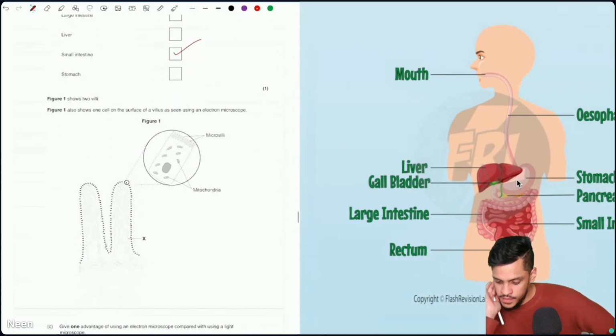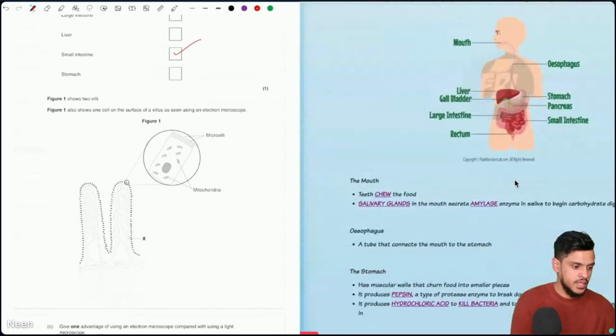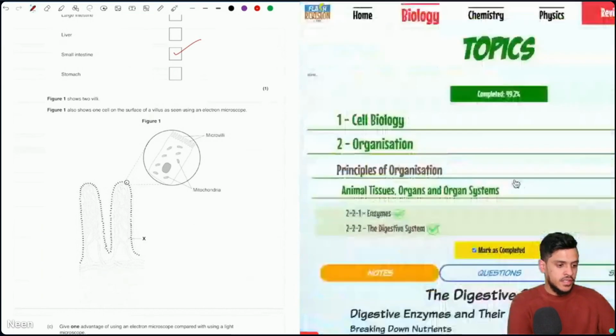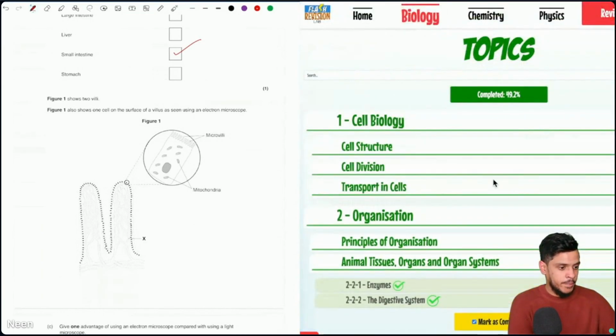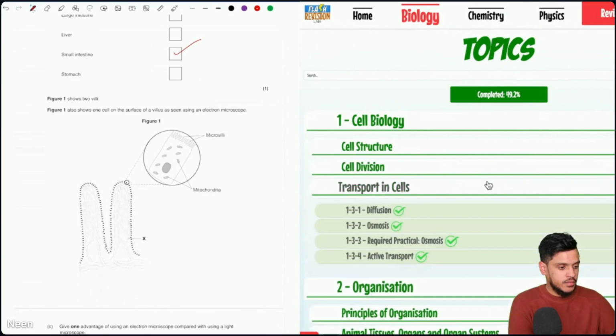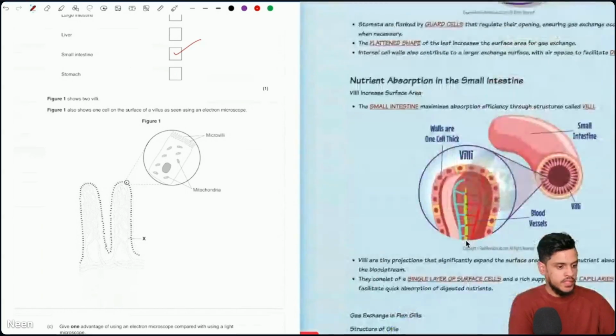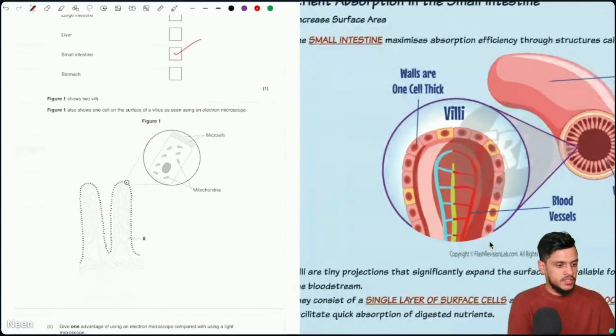And then we've got 2 villi here. Figure 2 also shows one cell of the surface of a villi. So villi is what you find within the small intestine. So that comes under here, diffusion. I've got it here somewhere. Yeah, there we go. So inside the small intestine, can you see that there? It's not smooth. It's not like a smooth tube. Within that, there's these little structures called villi.